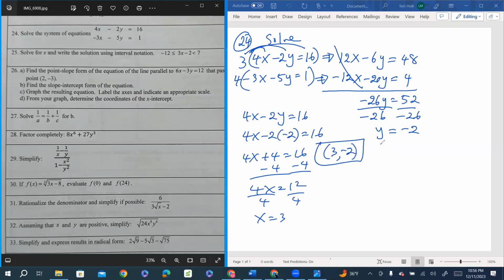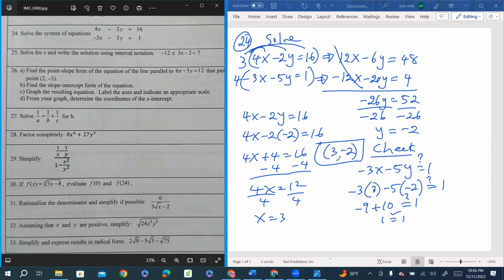We should check this, especially on the second equation, because we used the first equation to solve for x. I'm going to check the second equation only, but you could check both. So negative 3x minus 5y equals 1. We want to check. So negative 3 times x, which is 3, minus 5 times negative 2. Is that really 1? Negative 3 times 3 is negative 9 plus 10. Is that 1? Yes, that's 1. So 1 equals 1. The check is good. So the answer is (3, negative 2).